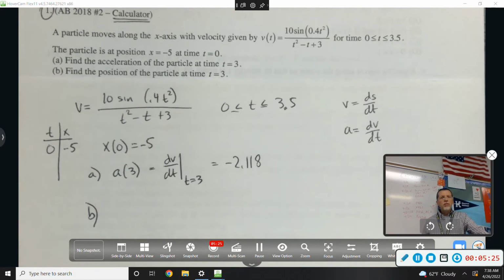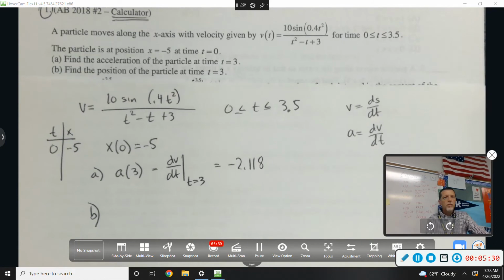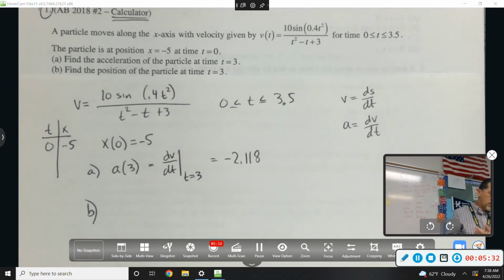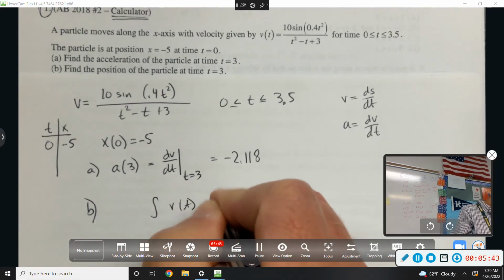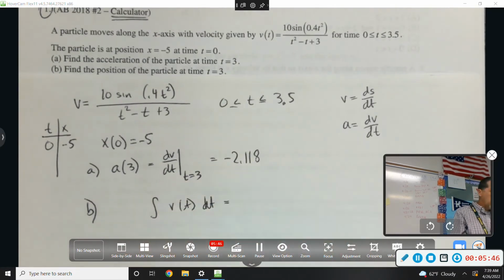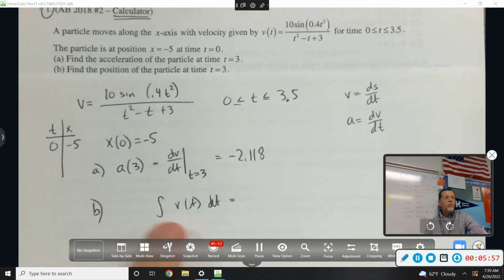Find the position of the particle at time equals 3. Find the position of the particle. Okay, how do I find the position if I have velocity? I need to integrate velocity to find position, but if I'm going to integrate, I need some limits, especially if I'm going to integrate in a calculator. Like, I don't know that I've said this, maybe it's obvious, maybe it's not, but if you're going to use the calculator to integrate, you have to have limits.